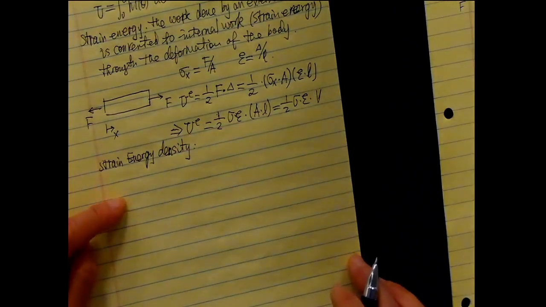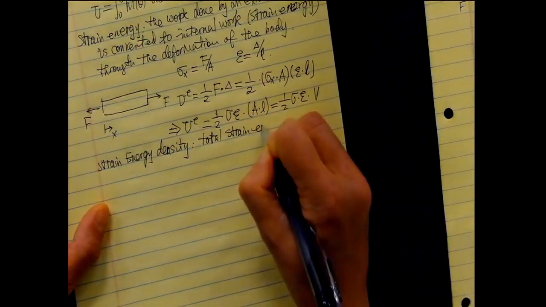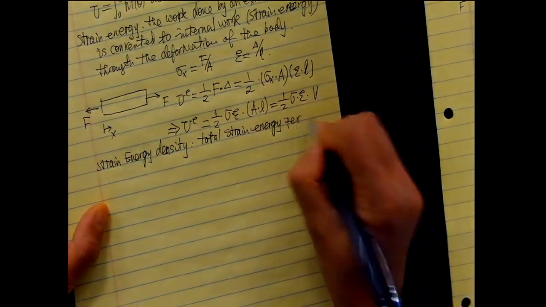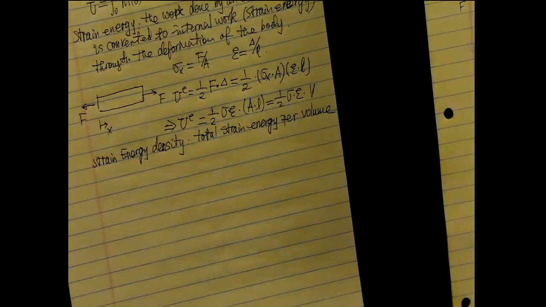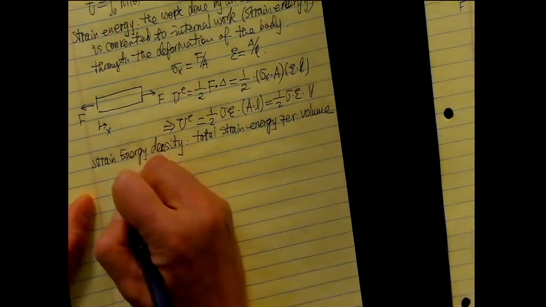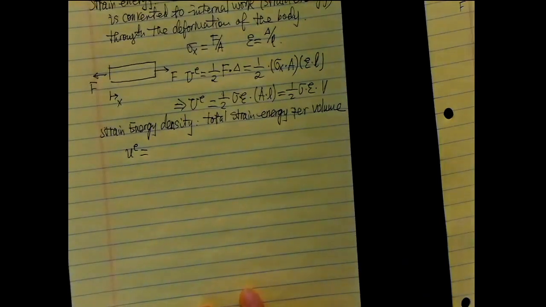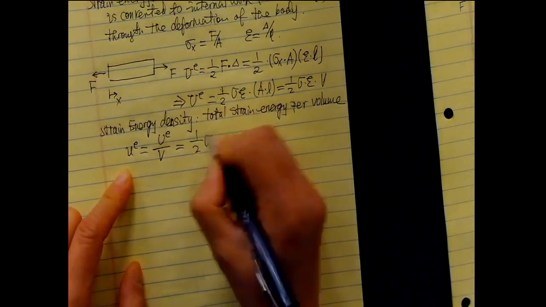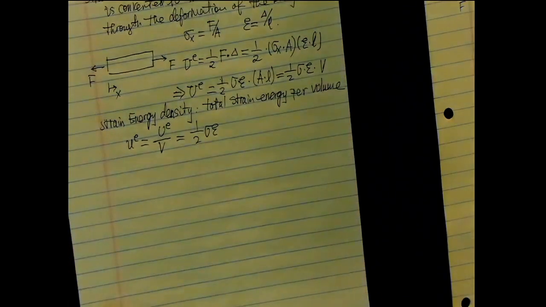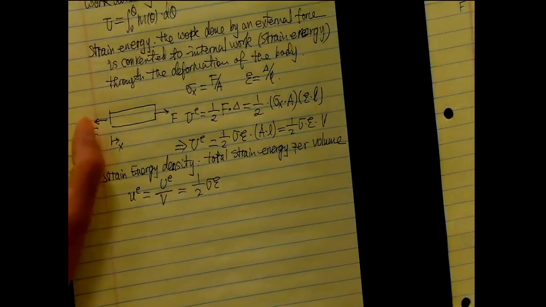Strain energy density basically is the total strain energy per volume. That's where density comes in, right? It's a parameter normalized with the entire volume. In this case, we use a lowercase u to represent the strain energy density, so that will be u of e. So that's the strain energy density. This is just a simple example, in which we have a uniaxial stress and strain.